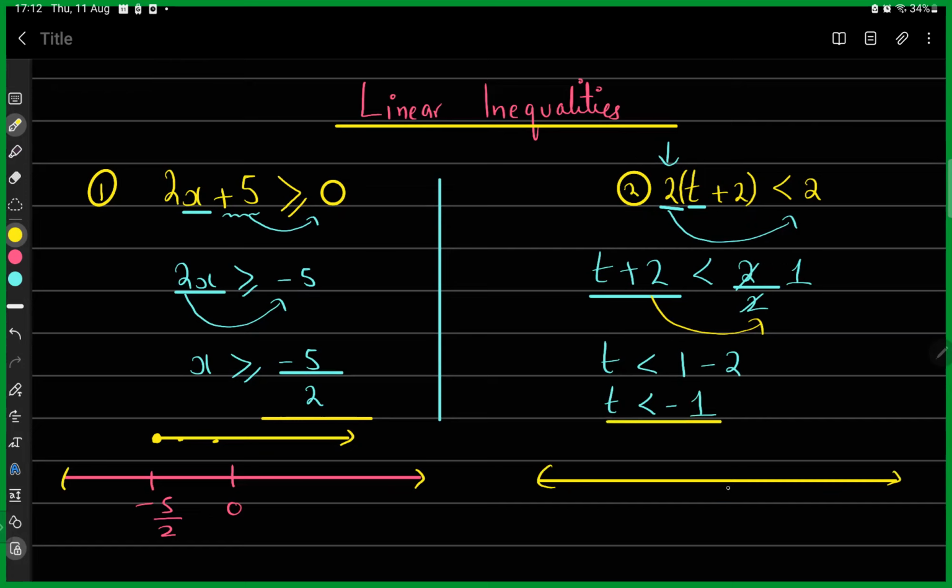it is t is less than minus 1. This is 0. This is minus 1. Now t is less than minus 1. It is not less than or equal to. So I will make a hollow circle over here and it is less than minus 1. So if it is less than minus 1, it would be something on the left side of minus 1, right?